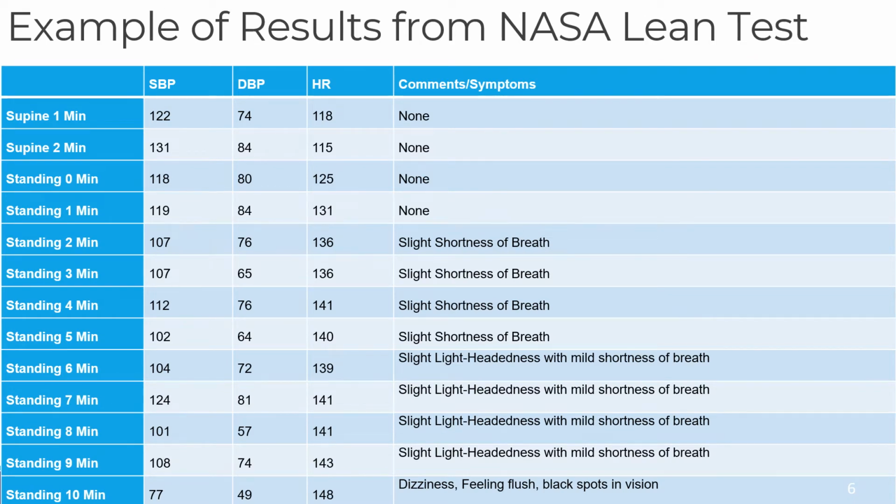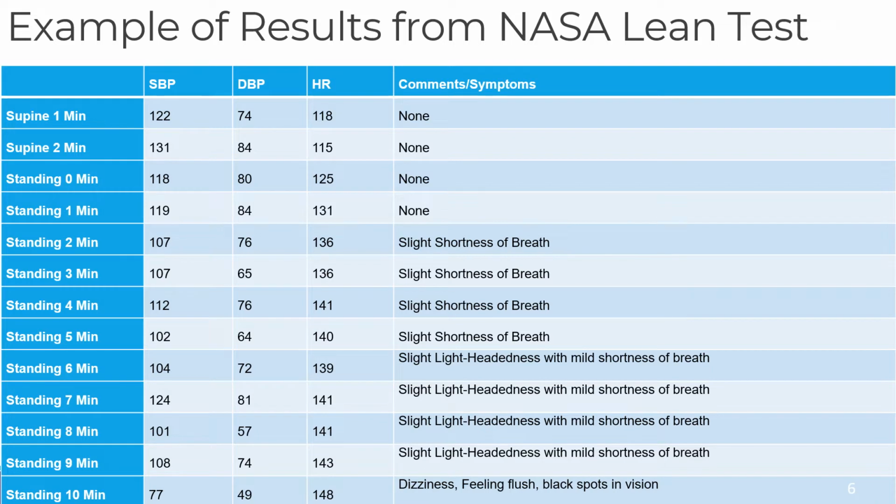This slide is an example of a patient's results from a NASA lean test. SBP is the systolic blood pressure, DBP is the diastolic blood pressure, and HR is the heart rate. As shown, the sample patient has a baseline heart rate around 115 beats per minute at rest, and at 10 minutes after standing, their heart rate has increased and they have a marked drop in their blood pressure at the 10-minute mark.